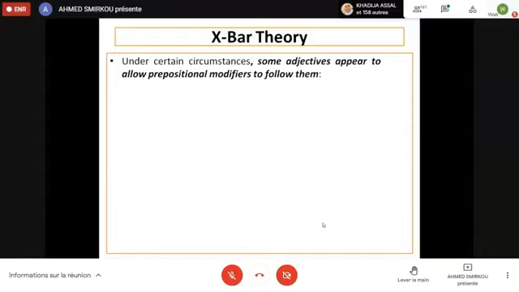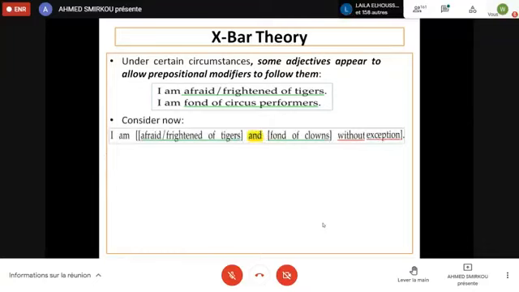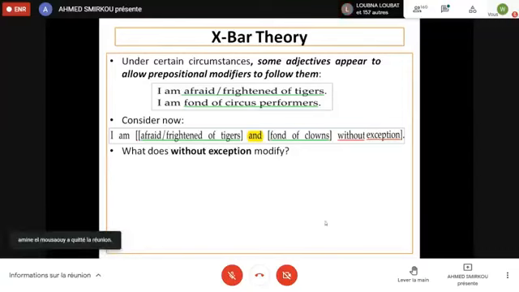So under certain circumstances, some adjectives appear to allow preposition modifiers to follow them. Here's an example. Sometimes we have preposition phrases after adjective phrases. I'm afraid or frightened of tigers and fond of circus performers. Consider now this example: I'm afraid of tigers and fond of clowns without exception. So here we have conjunction again between two adjective phrases. What does without exception modify? Again we have ambiguity. Does it modify both of them or just fond of clowns? Similar to very, we're not dealing with ambiguity here.